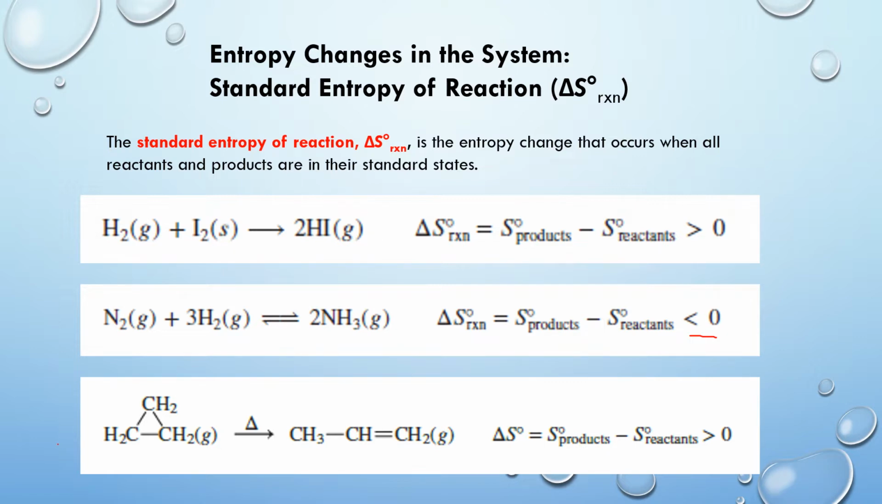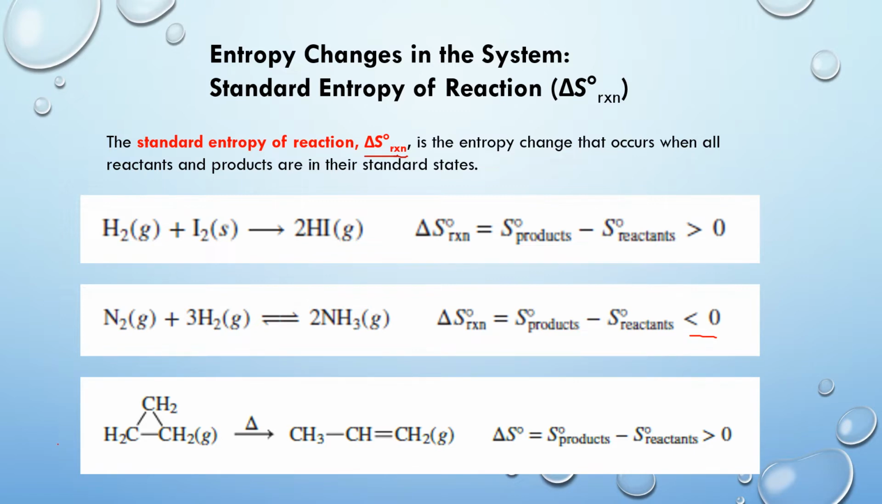So in this slide, we introduce this term called the standard entropy of a reaction. It has this symbol, delta S naught of reaction. The naught indicates the standard state, and the Rxn represents a reaction, written at the subscript position. The definition for this term is the entropy change that occurs when all reactants and products are in their standard states.